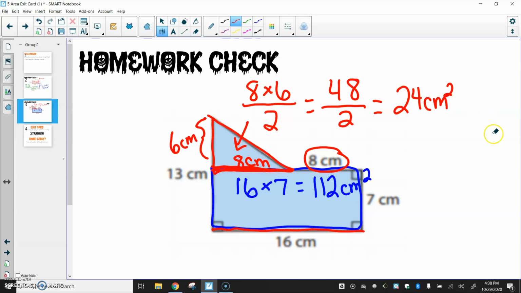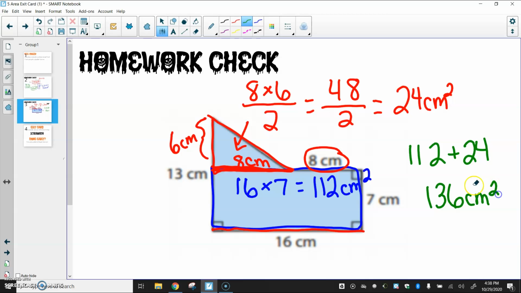The last thing to do is add our areas together. So we're going to take the rectangle, which is 112, plus the triangle, which was 24, to get 136 centimeters squared. And again, if you want to use your calculator for that, feel free. But that should be your answer. So I hope that helped clarify and give you a little more practice. I know that that homework might have been hard to do independently, so if you wanted that refresher, that could help you. If you didn't do the homework yesterday, please make sure you go back and do that. And I just helped you a ton, so you should be able to do it yourself now.